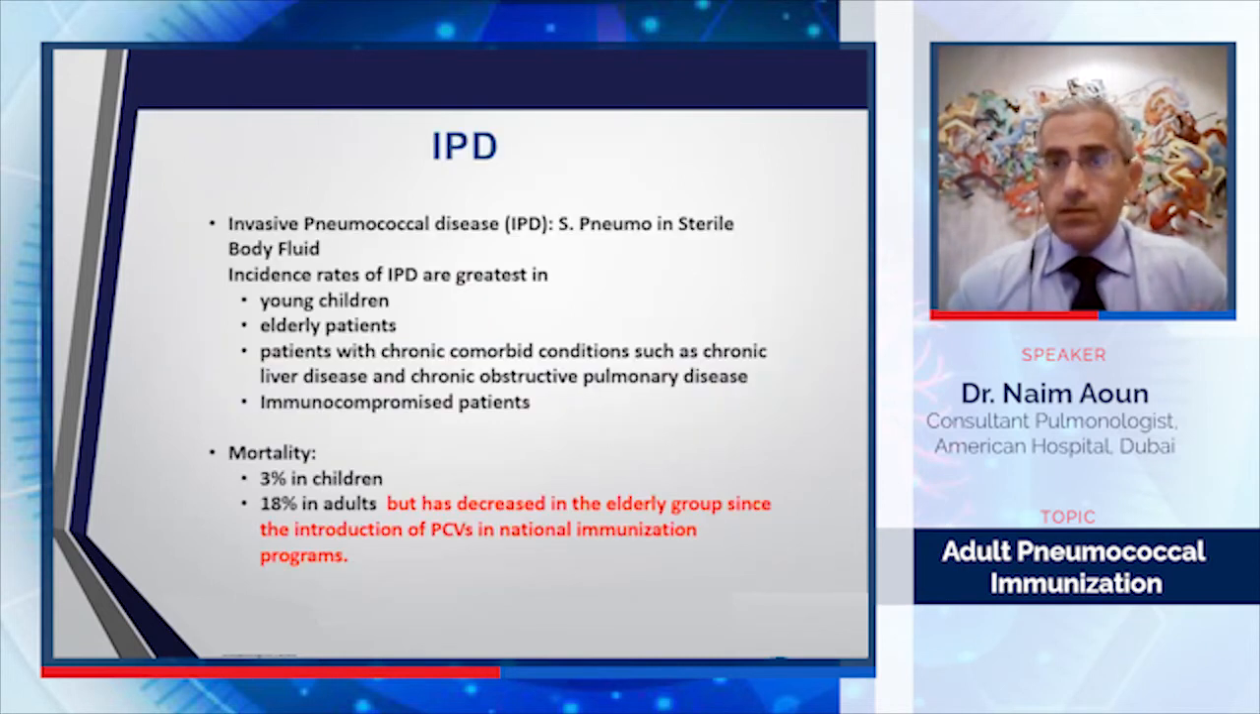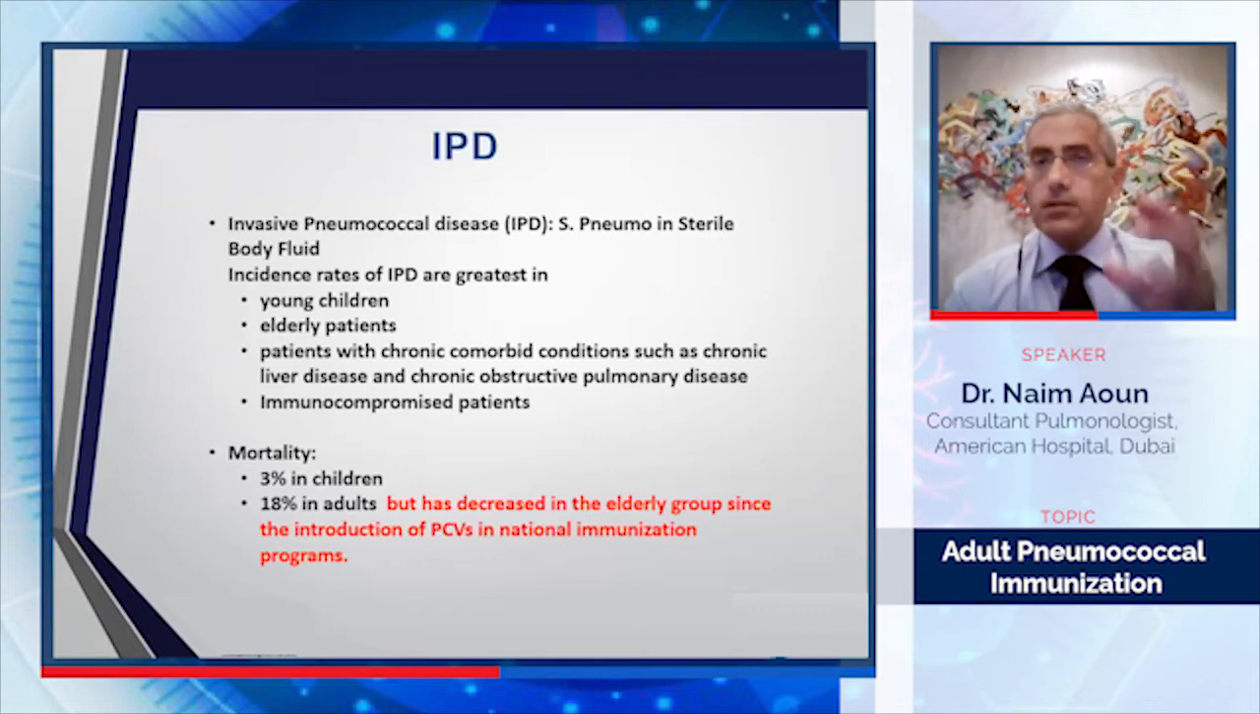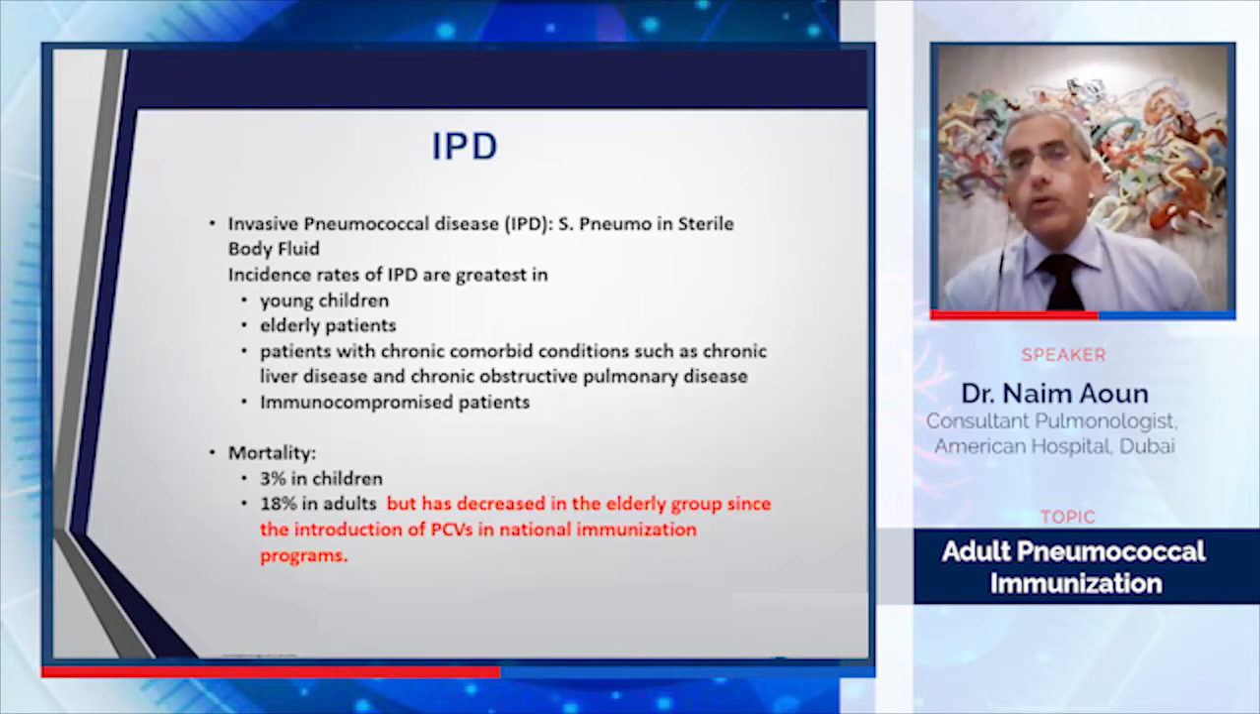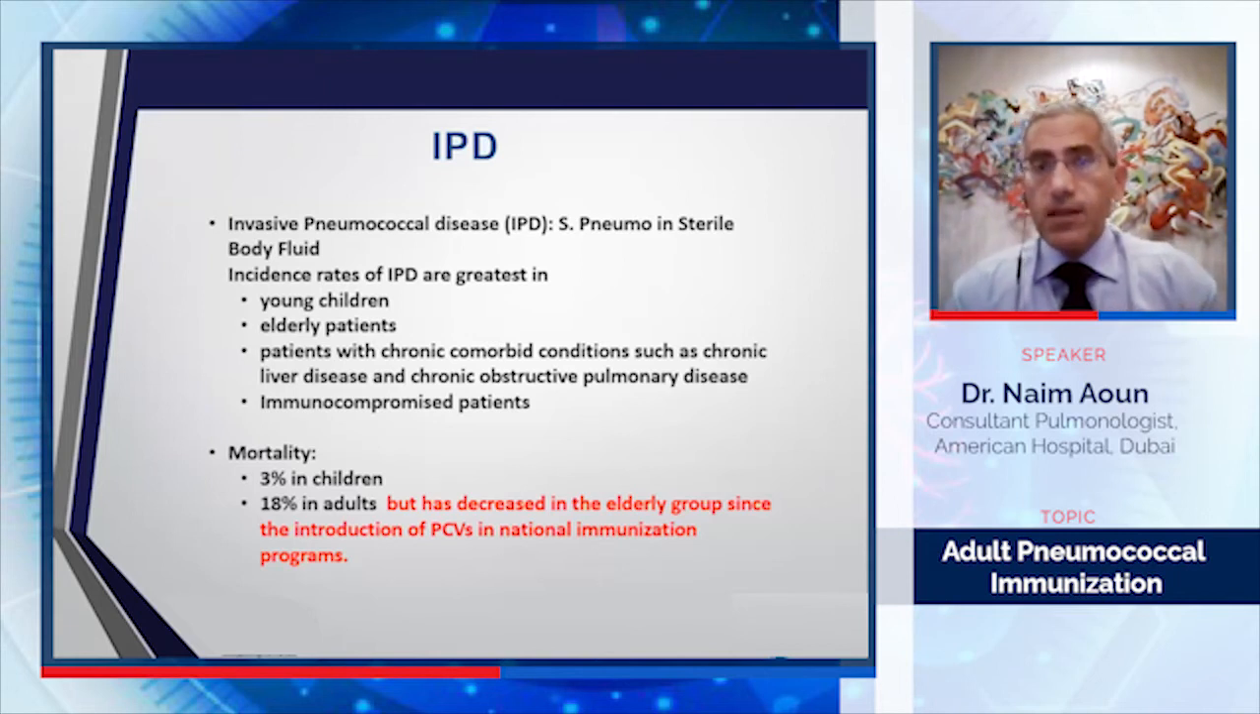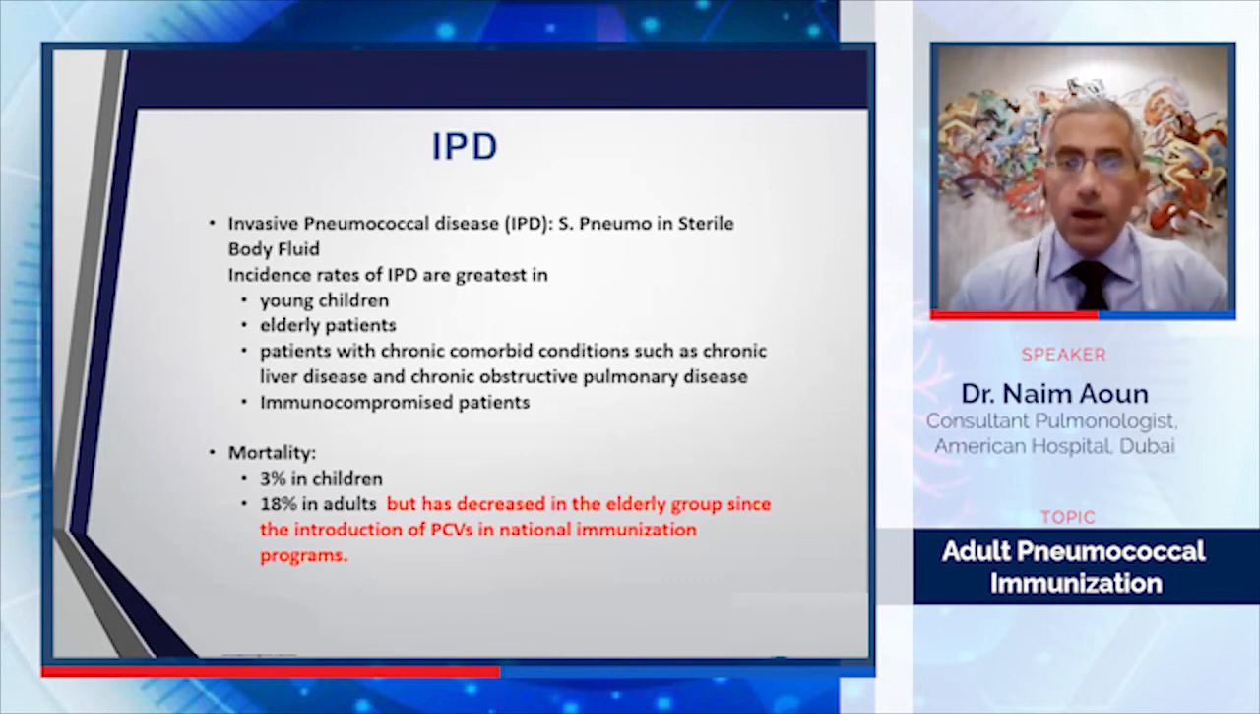Invasive pneumococcal disease is when Streptococcus pneumoniae is isolated in a sterile body fluid. It's the greatest, as I just said, in young children and in elderly patients, but also in patients with chronic comorbid conditions, such as chronic liver disease, COPD, or people who are immunocompromised. Again, we're going to see all this later on when we look at who we are targeting with vaccination, who our candidate vaccine recipients are. Mortality is very high in IPD, 3% in children and 18% in adults. However, fortunately, since the introduction of national immunization programs worldwide for pneumococcal vaccination, there was a decrease in the mortality in the adult population.